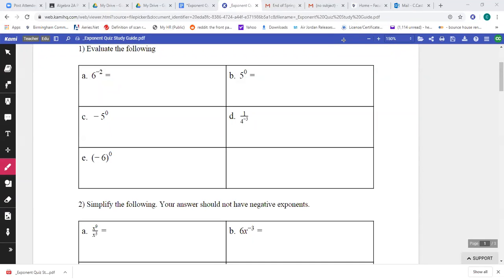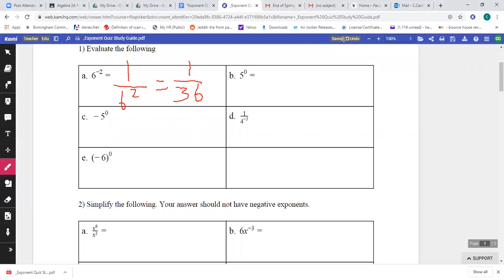So what do I mean by flipping it? Look at letter A, 6 to the negative 2. Since it's a negative exponent, this will be 1 over 6 squared. And then you just work that out. So it's 1 over 36. What's really happening here? When you have a negative exponent, if it's on the top, it goes to the bottom. If it's on the bottom, it goes to the top.